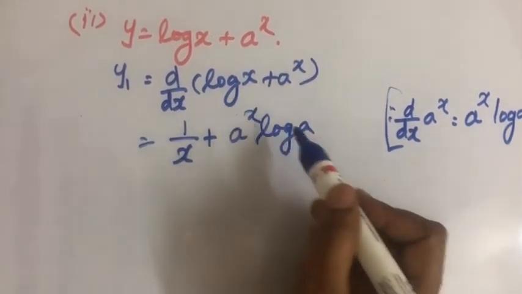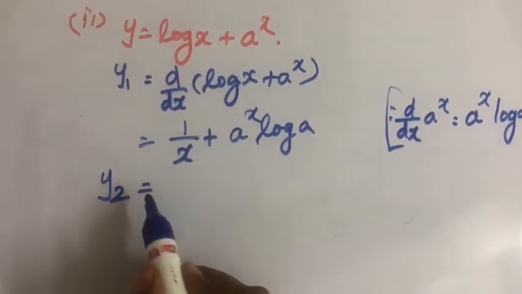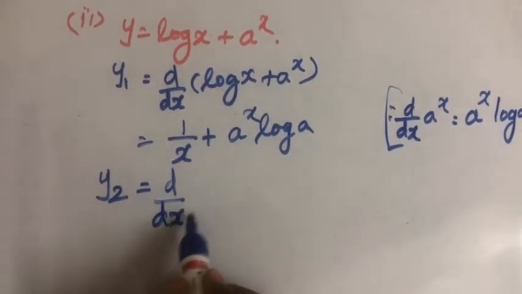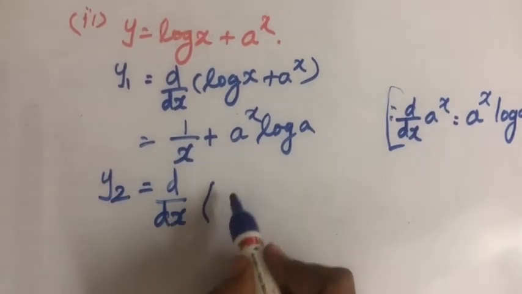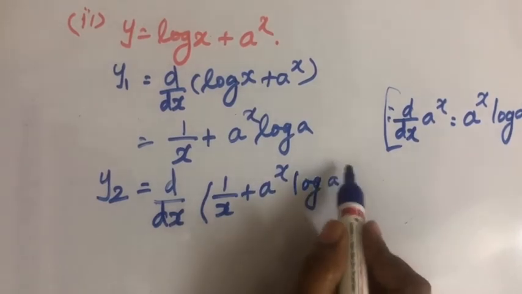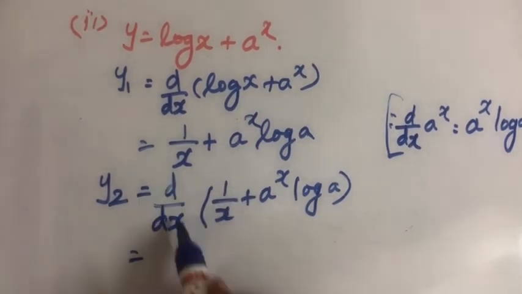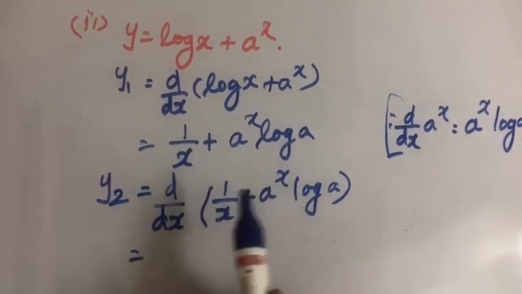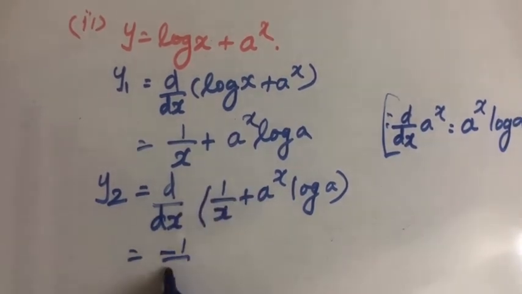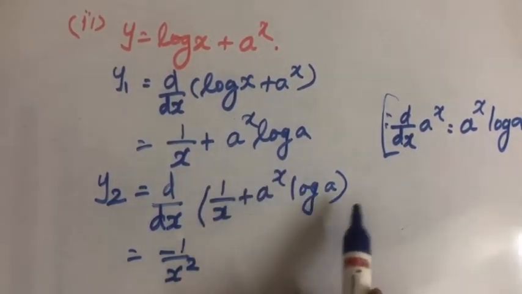Okay, so a power x into log a. Now we need to find y2. y2 is equal to d by dx of this term, 1 by x plus a power x log a. Okay, the differentiation. So d by dx of 1 by x plus d by dx of a power x log a. What is the differentiation of 1 by x? Differentiation of 1 by x is minus 1 by x square. What is the differentiation of a power x into log a?